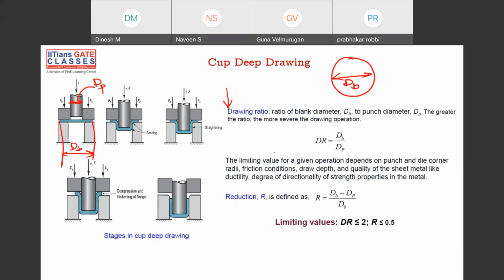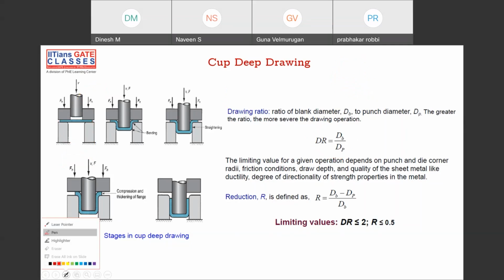So they might ask, what will be the drawing ratio? Obviously, the drawing ratio will be the diameter of the blank divided by the diameter of the punch, D/d. It is a very important formula that you have to note down. Please note down this formula if you're revising this section, and keep it in your short notes. Very important, simple formula.